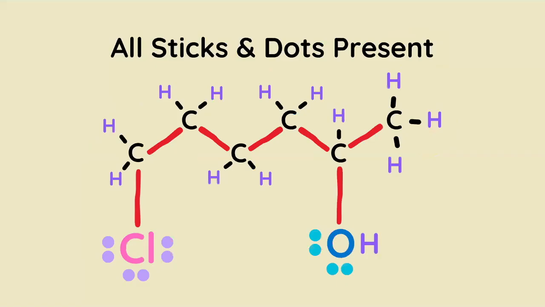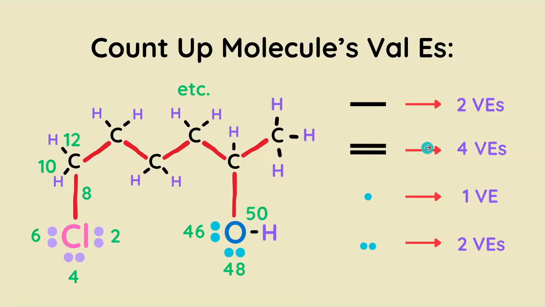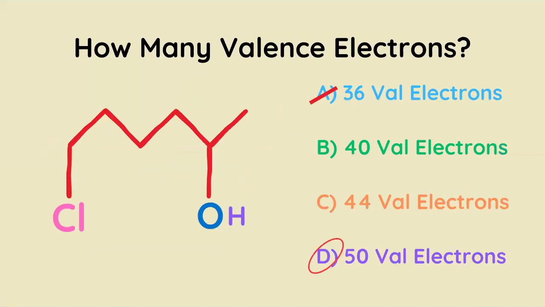So now we've taken care of the lone pairs, the dots, and we can see every single stick and dot of this molecule. So now we can count them up to figure out exactly how many valence electrons we have. 2, 4, 6, 8, 10, 12, all the way to 46, 48, 50, using this key, this conversion chart that tells us what each of these symbols, the sticks and the dots, represent in terms of the number of valence electrons. Therefore, using both methods got us the correct answer of 50 valence electrons, and I challenge you to try both methods for the same molecule.